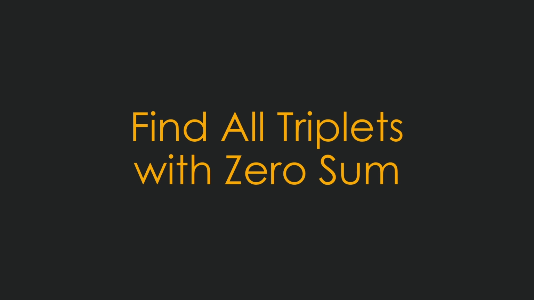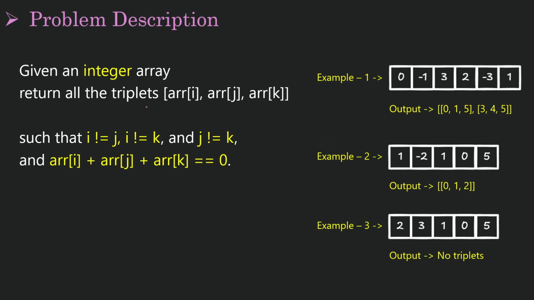Hi, today we're tackling a problem called find all triplets with zero sum. We're given an array of integers. Our task is to find all triplets of indices i, j, k such that the sum of the elements at those indices, array[i] plus array[j] plus array[k], equals 0. There are a few key conditions to keep in mind.